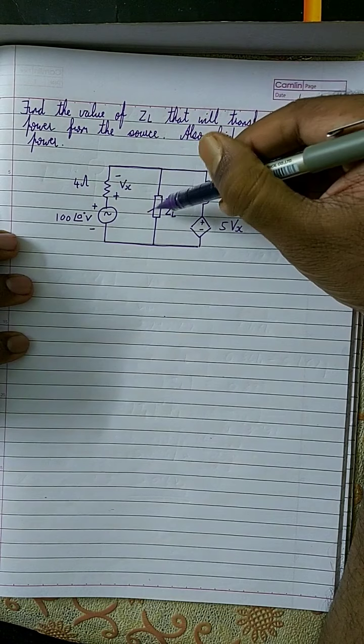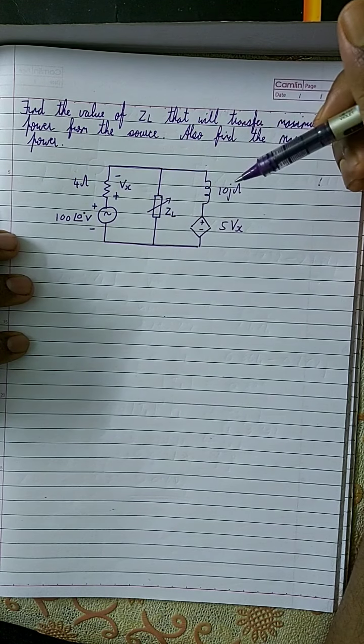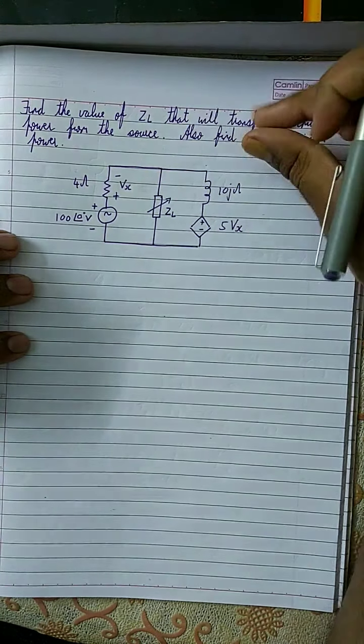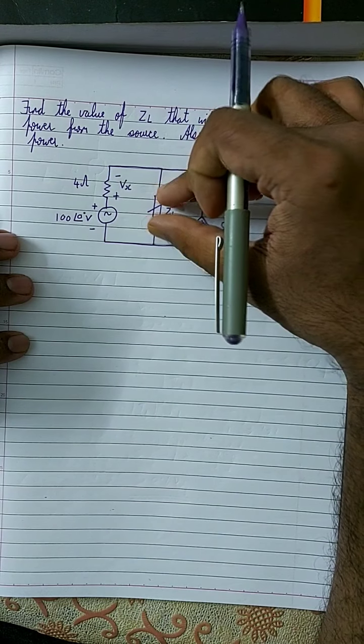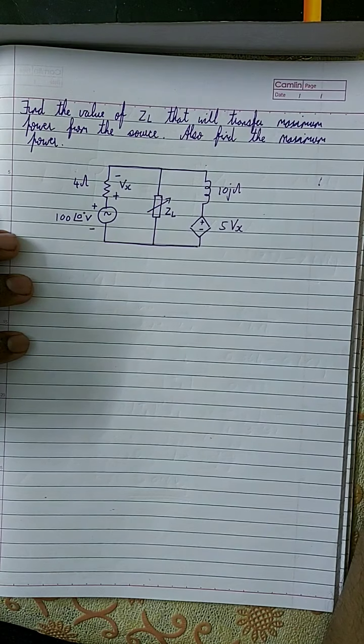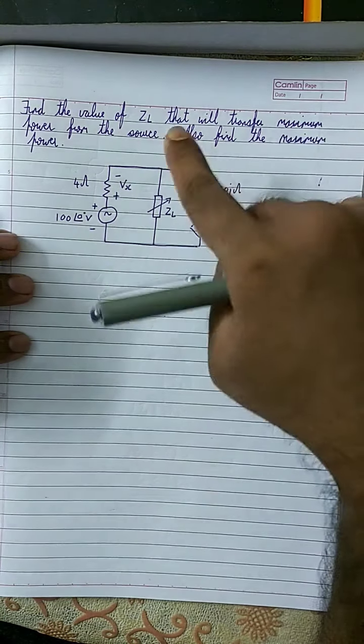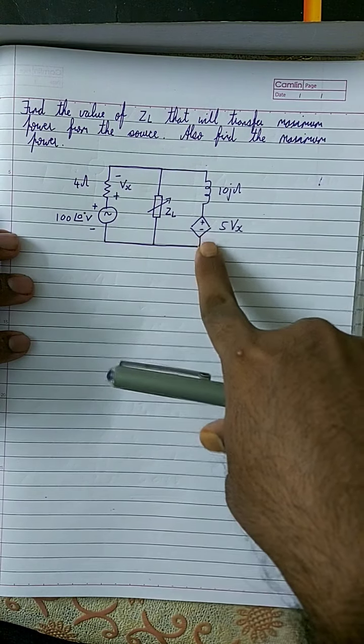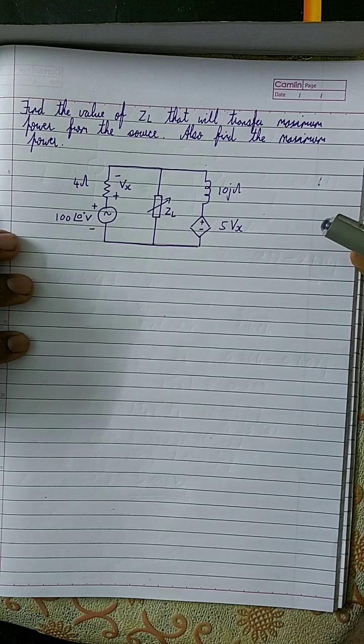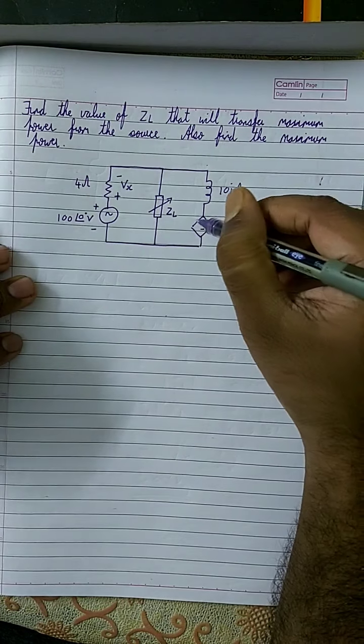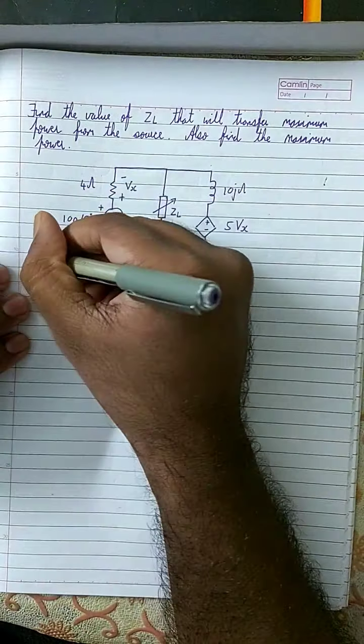So here you have the load impedance in the middle of the circuit, and of course you're going to remove that, and then the open voltage across this is called the VTH. One interesting thing about this circuit is that there's a dependent source over here, so we should consider that also. So let's do this question.